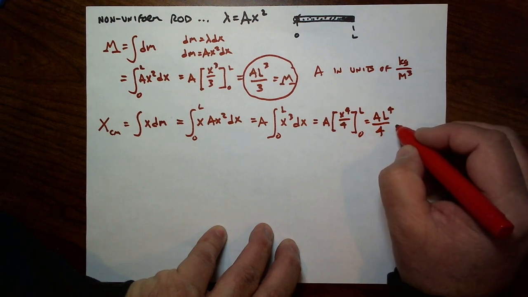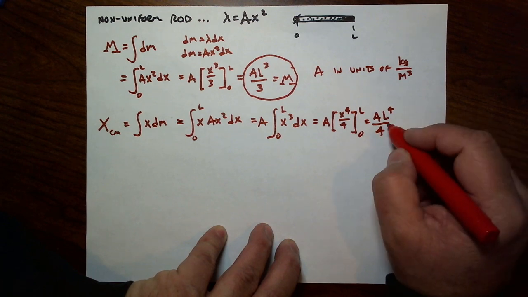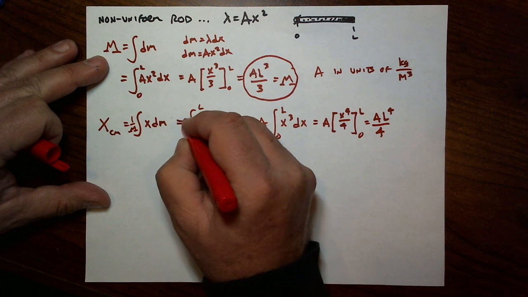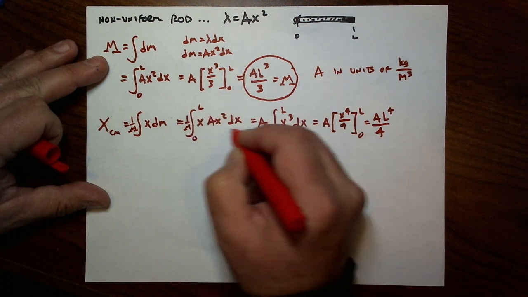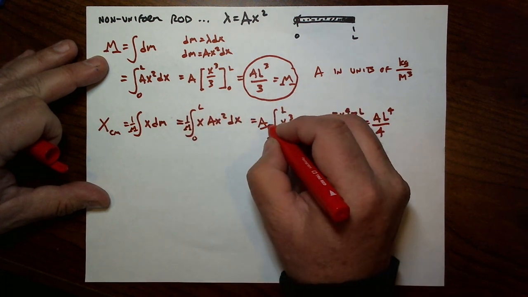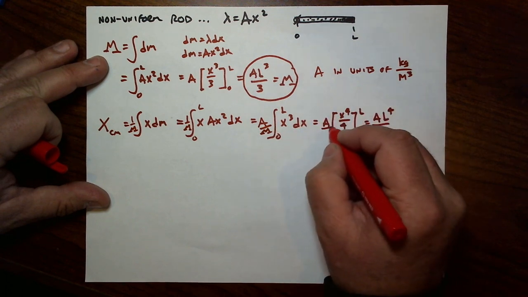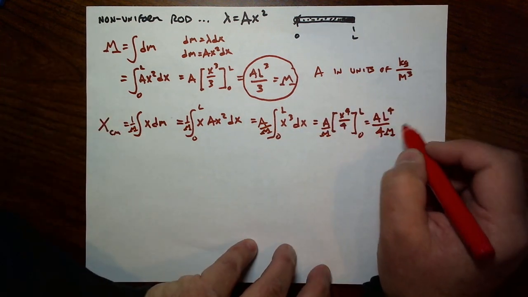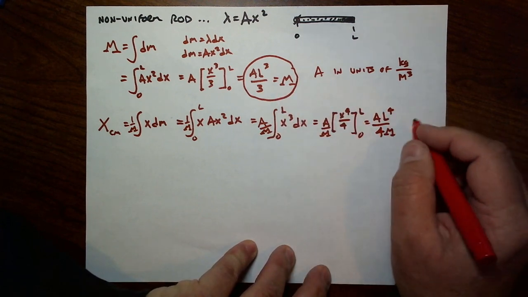So that's going to be a L to the 4th over 4. And what are we going to do? Oh, I forgot the 1 over m out front. My gosh. Confusing. For m, but m is this thing over here, so let's go ahead and put it in.